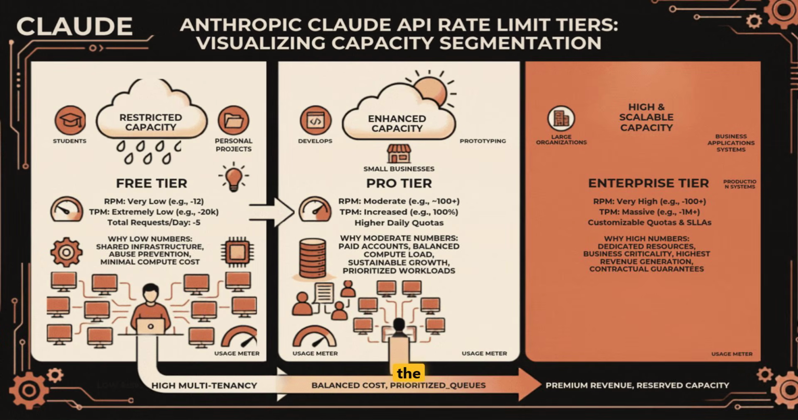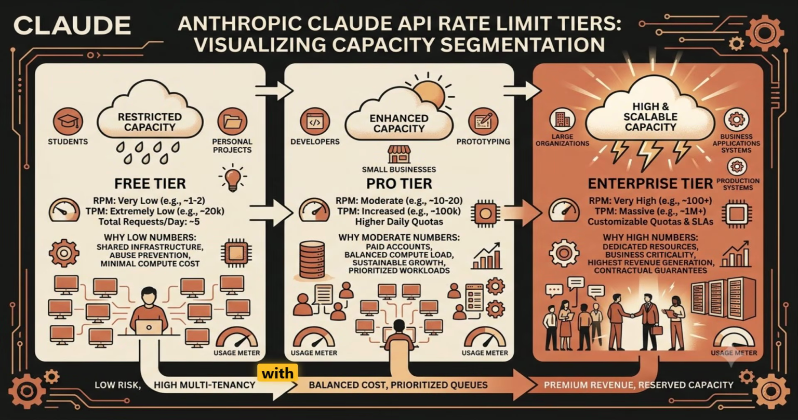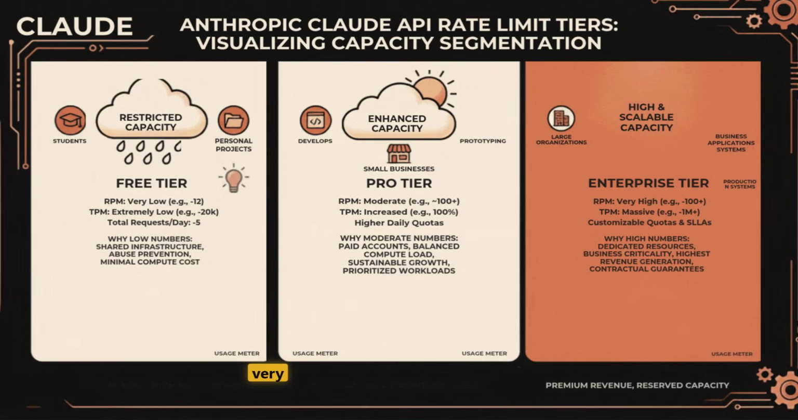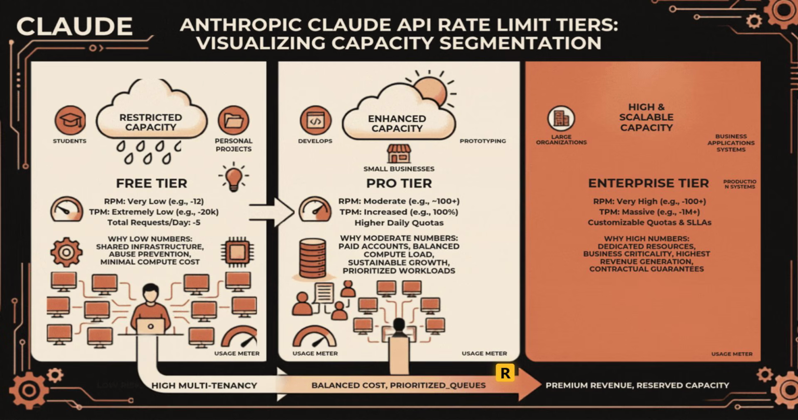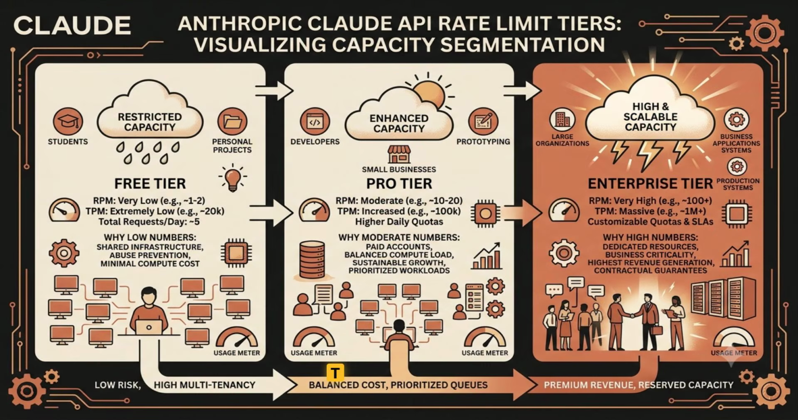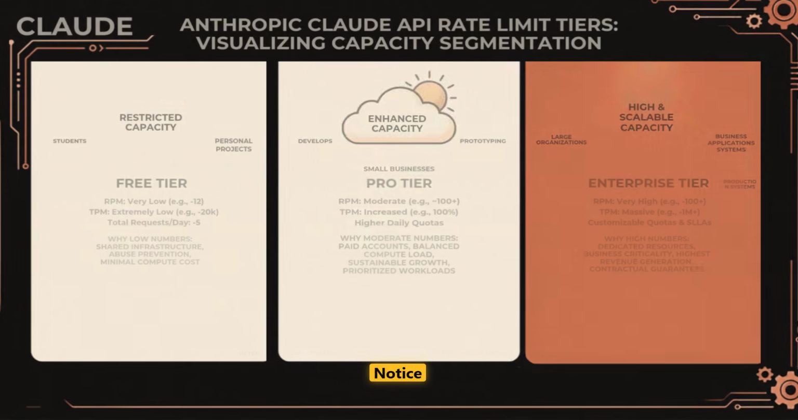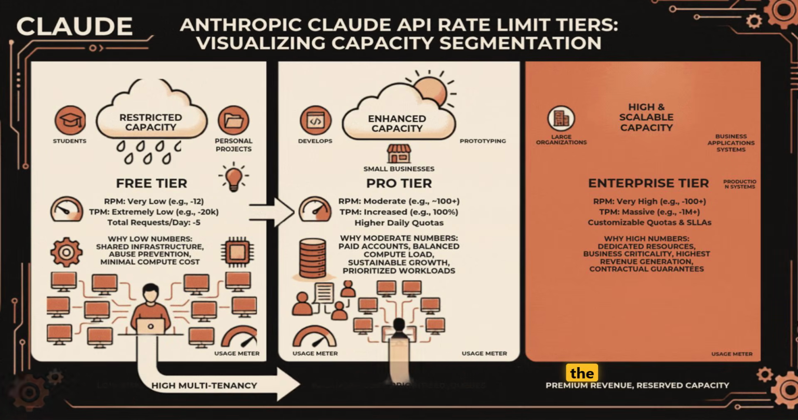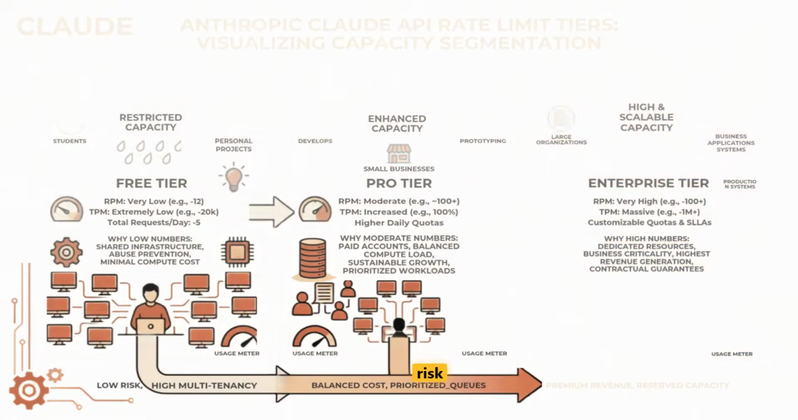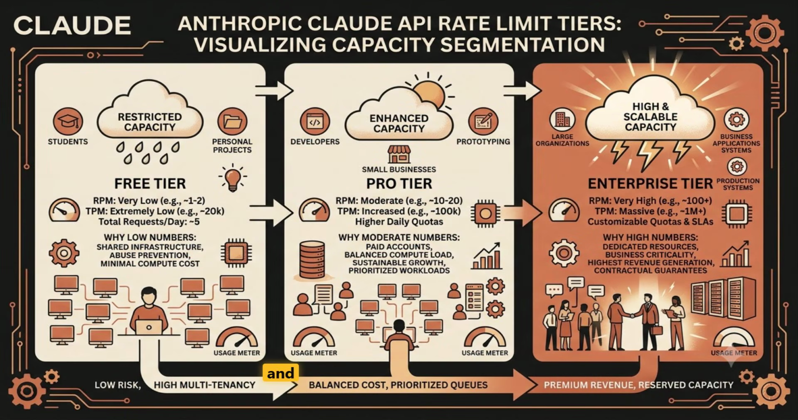Now look at the far right column, glowing with high and scalable capacity for enterprise tier users. Large organizations and production systems get very high limits, over 100 RPM and massive TPM above 1 million, backed by dedicated resources, custom SLAs, and contractual guarantees. Notice at the bottom how the pipeline flows from low risk up to premium revenue and reserved capacity.